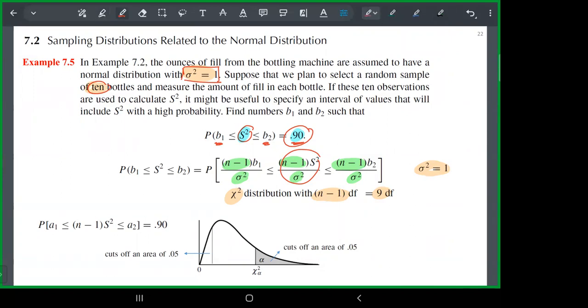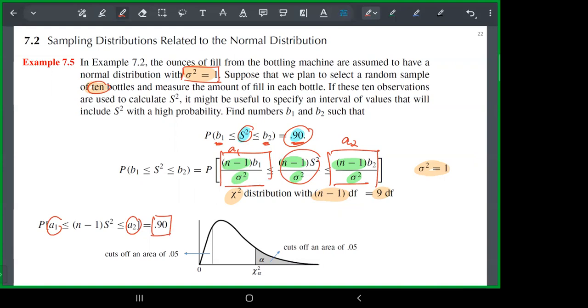But now the two numbers are changed a little bit. It's not B1 and B2 anymore, because that was related to the S square. Now you want this number right here, which you can call A1, and another number over here, which you call A2. Now you can look it up in the chi-square table. To be fair, you want the probability to be 0.9, so you can split half-half.